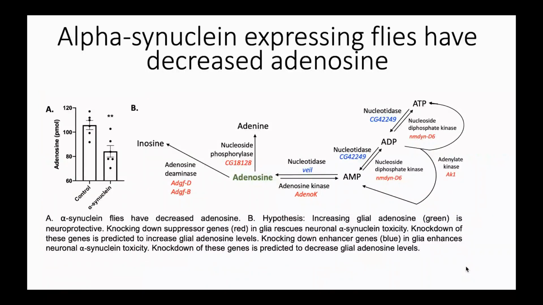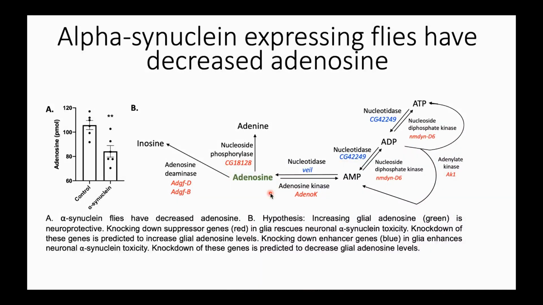So this is basically my final slide with some data, and I am just going to try to summarize the ongoing results from my studies in purine metabolism. Essentially what I think is happening is that these various genes that I've knocked down that are either enhancers or suppressors are all converging on glial adenosine.